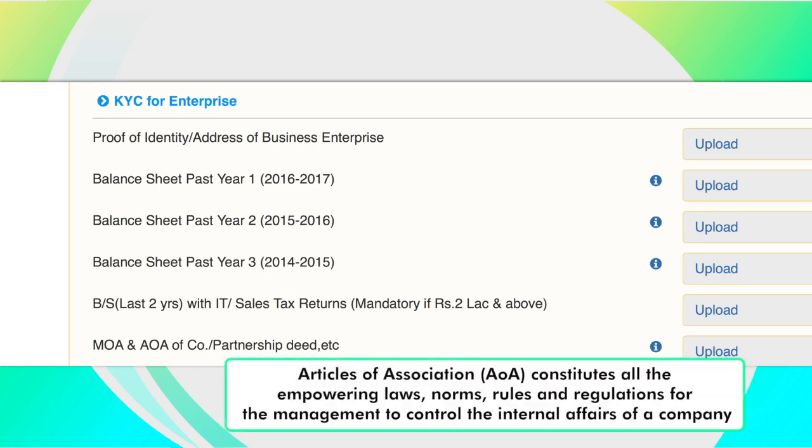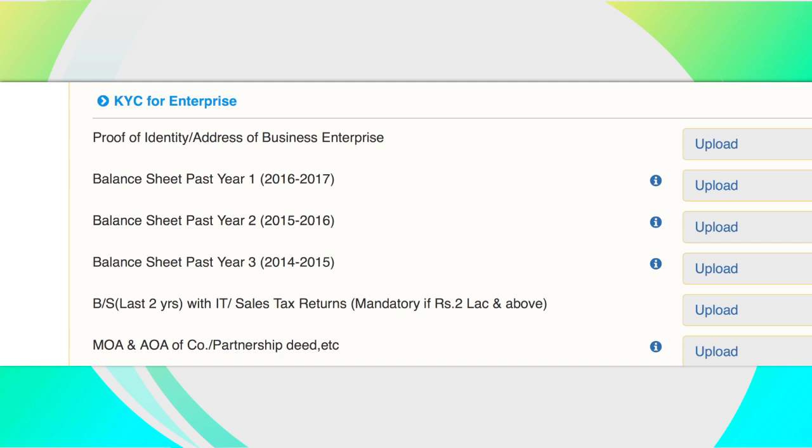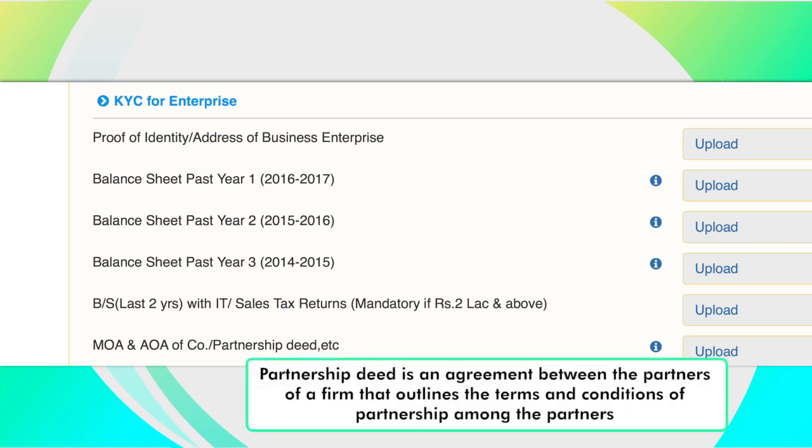An extremely significant subsidiary to the Memorandum of Association, the Article of Association constitutes all the empowering laws, norms, rules and regulations for the management to control the internal affairs of a company. Together with the Memorandum of Association, the Article of Association defines the outline of the company constitution. Partnership deed is an agreement between the partners of a firm that outlines the terms and conditions of partnership among the partners.